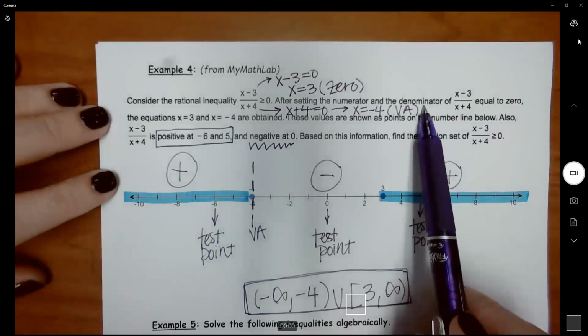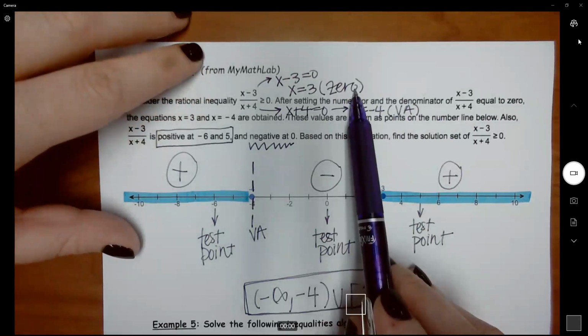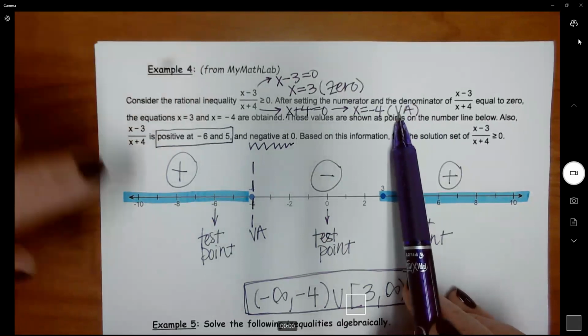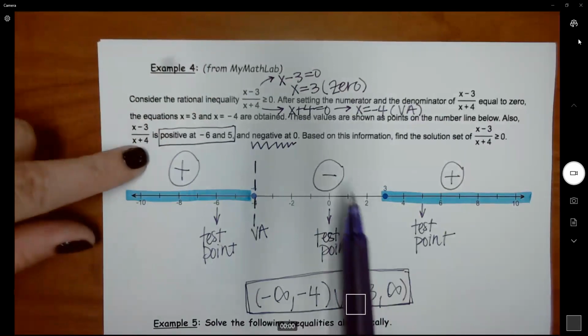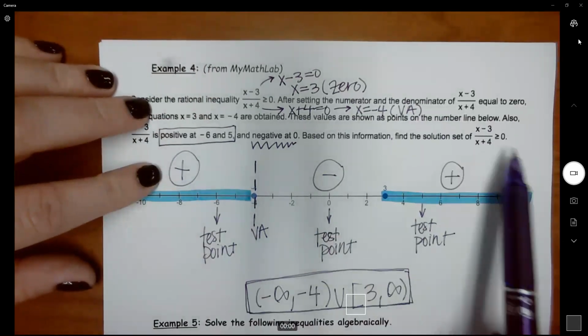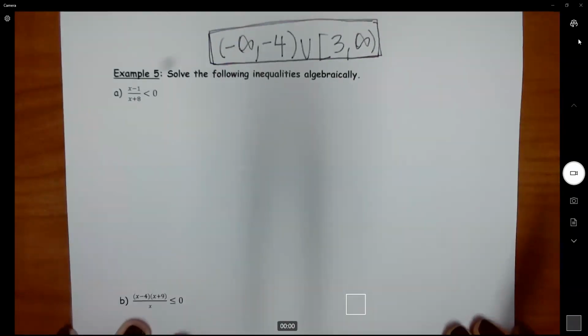Set the numerator and the denominator equal to 0, so you can find the zero where it's crossing the x-axis and your vertical asymptotes. And then pick your test values in those intervals and figure out positive or negative. And then answer the inequality.